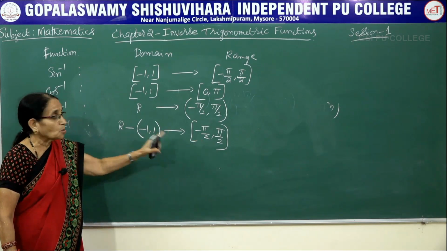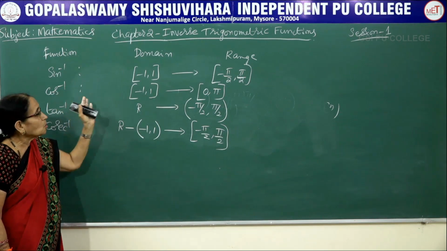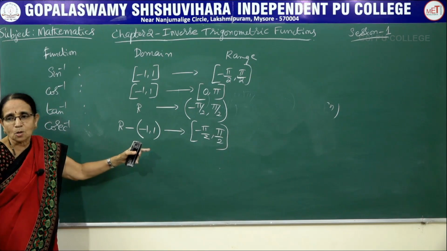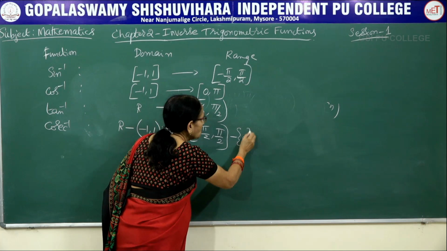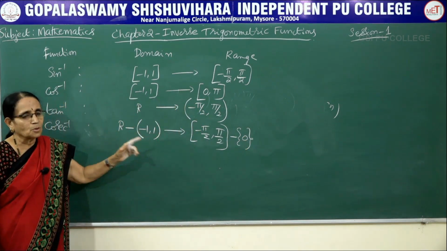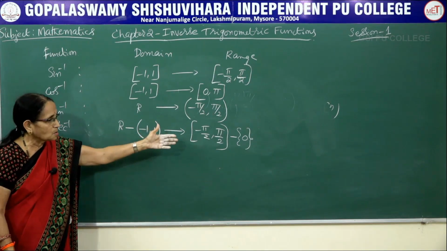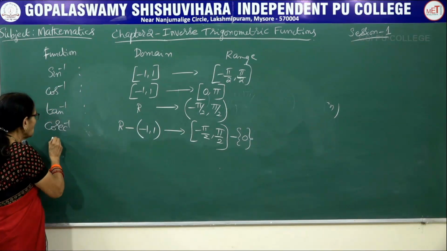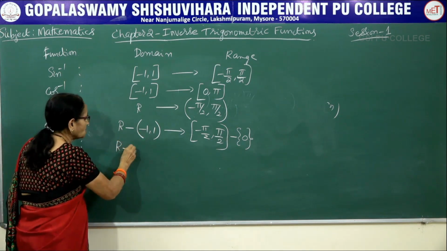But you know that cosecant is the reciprocal of sine. So here sine 0 is 0, and cosecant 0 becomes 1 by 0, which is not defined. So what we do here is we just take out the number 0 from this interval. So it is minus pi by 2 comma plus pi by 2 minus the singleton set containing the element 0. Similarly, secant inverse, the domain is the same here.